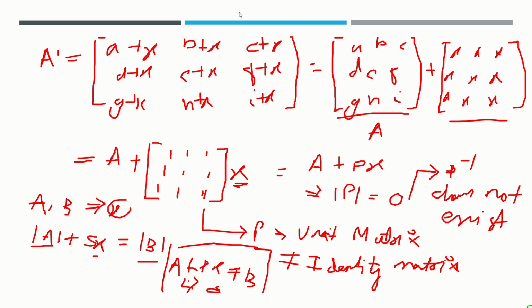So you now understand the unit matrix is not equal to the identity matrix. That's because the identity matrix determinant is 1, but in the case of the unit matrix its determinant is 0, and all the elements in the unit matrix are 1, but in the identity matrix only the diagonal elements are 1, the remaining elements are 0. That's the difference between the unit matrix and the identity matrix. Okay.